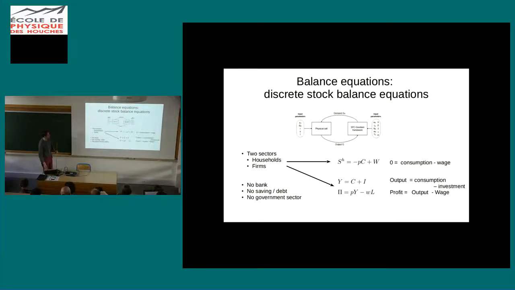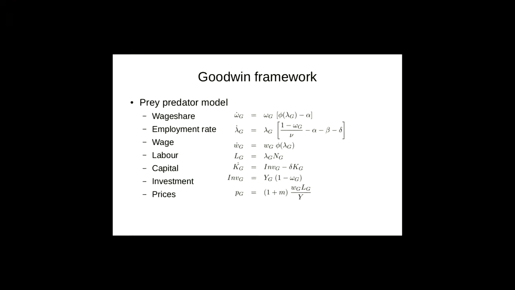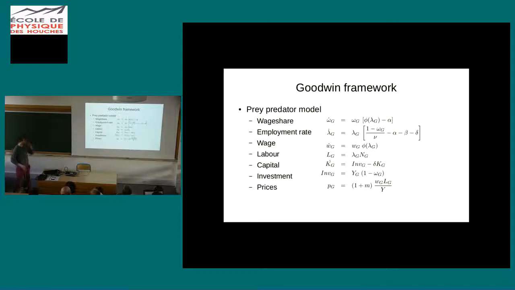The economic framework is here. You don't have to be very focused on the equations, but what is important here is that we are using a prey-predator model, and we are discussing wage and wage share. We have labor and employment rate, capital and investment, and prices. So we have the typical quantities that are observed in economic systems.